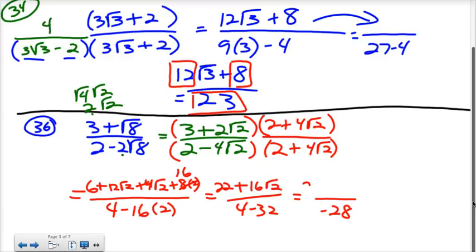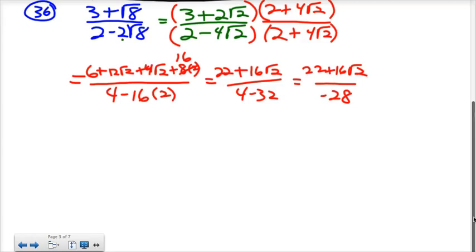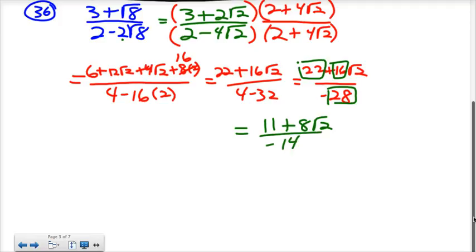And I'm going to take that to the end of this problem and realize, hey, I have integers here that can be reduced. 22, 16, 28, 2 will go into all of those. So if I divide by 2, 22 divided by 2 is 11, 16 divided by 2 is 8, and negative 28 divided by 2 is negative 14. And you could write it this way, that's absolutely correct. You could also put the negative on the top of the fraction.